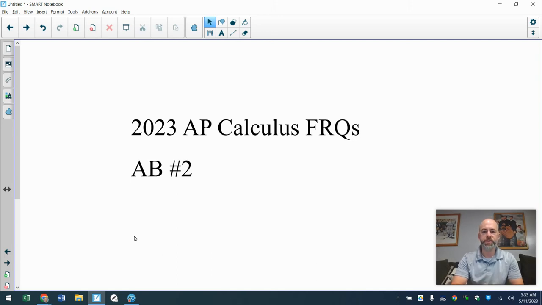Okay, let's look at question number 2 of the 2023 AP Calculus AB exam. This was not a common question with the BC students, and I am reading this question for the first time, so you get to see me solve it and analyze the problem in real time. So I do not have a pre-made solution.